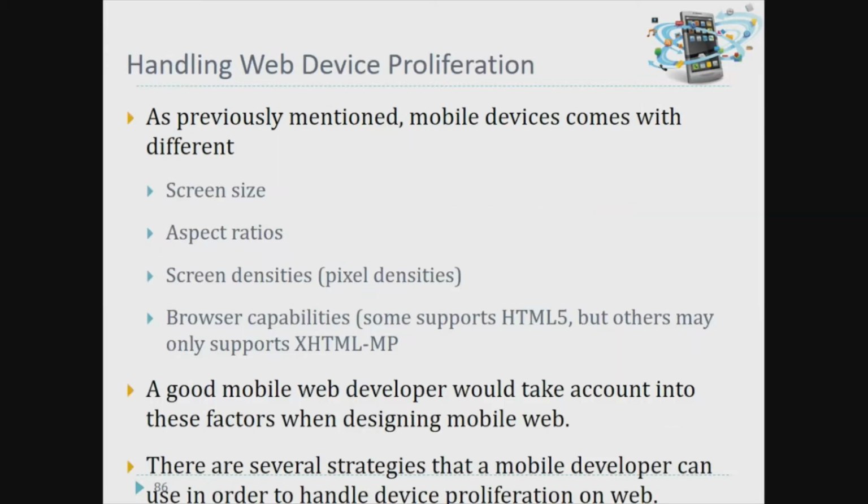As previously mentioned, mobile devices come with different screen sizes, aspect ratios, dimensions, screen density, resolution, pixel density, and browser capabilities. Yeah, they are different on that part. And a good mobile web developer would take these factors into account when designing a mobile application or mobile web application. There are several strategies that the mobile developer can use in order to handle device proliferation on the web.